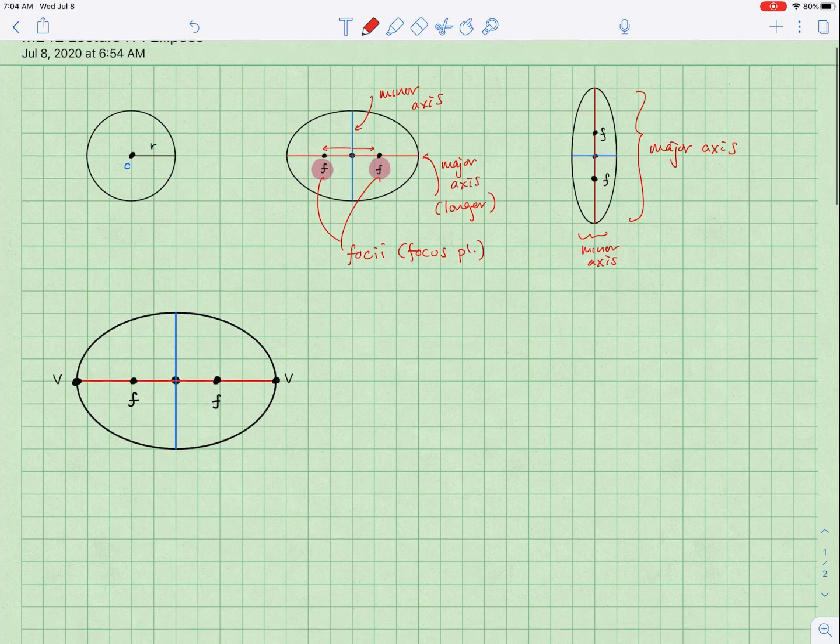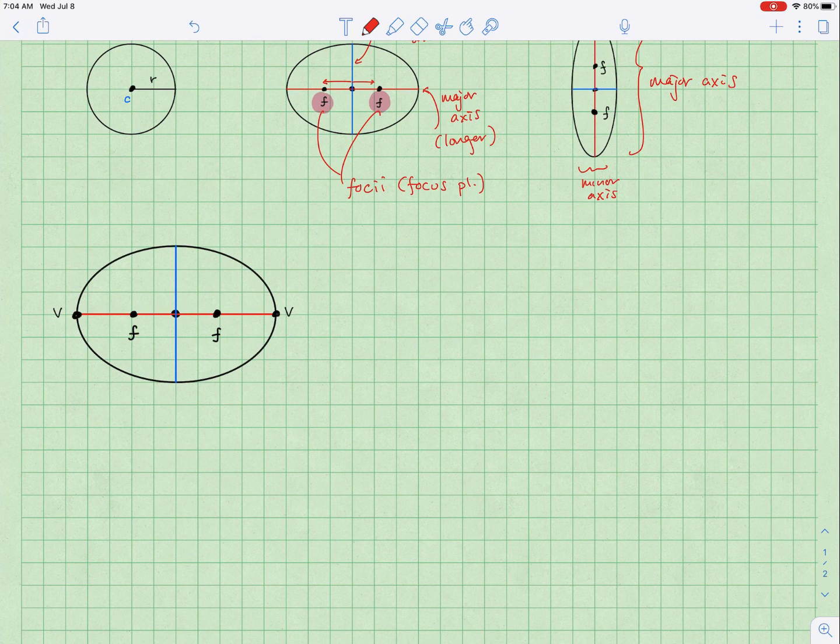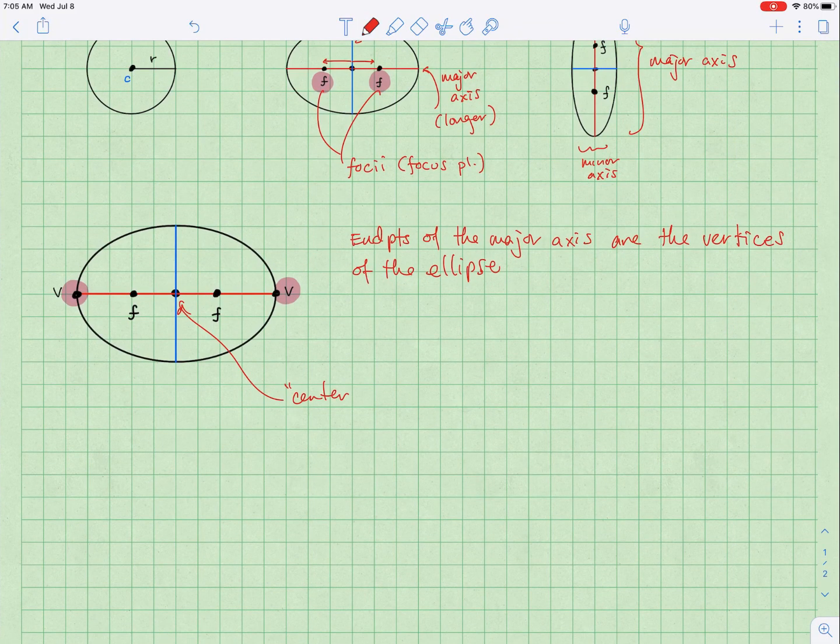Some of the other features include things like what we have in a parabola. Here we have vertices as well. So these endpoints, the endpoints of just the major axis, not the minor axis, are the vertices of the ellipse, and this point in the middle is still known as the center.